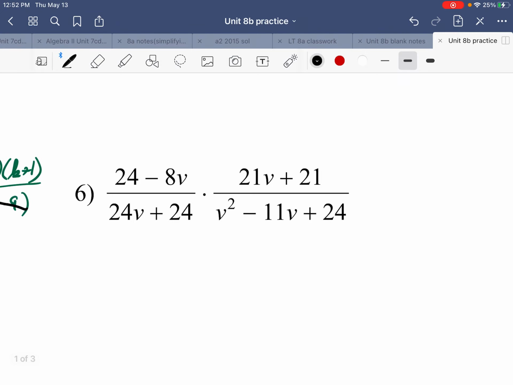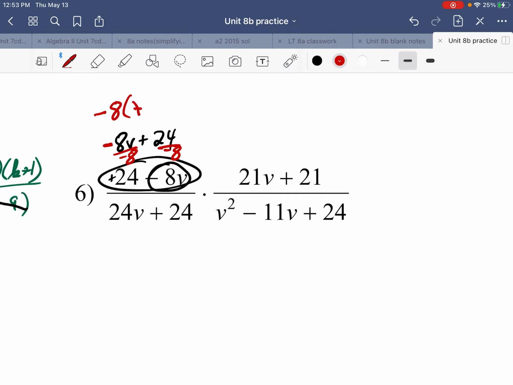Number 6. The first term here is written kind of backwards from what we're used to, so I will actually rewrite it. The negative 8v, and 24 is positive, so plus 24. Make sure you keep, I'm going to write the v's first. And then greatest common factor is 8, but we've got to be careful. This first term is negative, and we're not used to having the first term negative ever. The term with the variable never is negative. So what you do is you take the greatest common factor and you divide it out. Divide by negative 8, divide by negative 8, you get v minus 3.